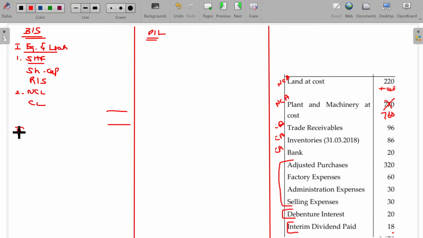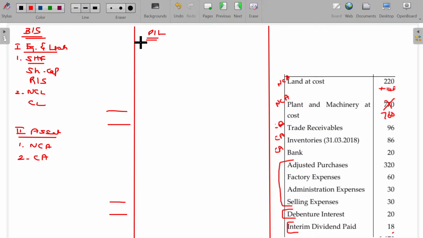and second being assets. Under assets, non-current assets, current assets, total.